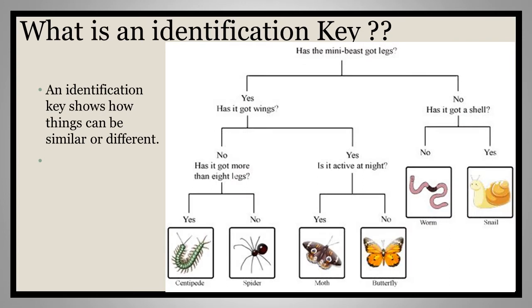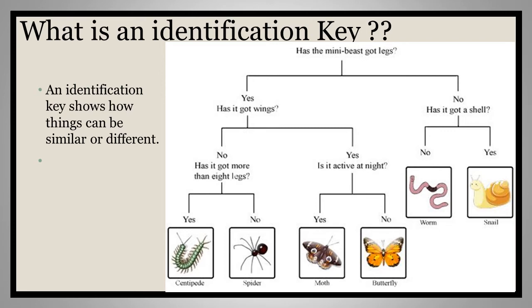What is an identification key? An identification key shows how things can be similar or different. It helps us to understand the diversity around us by organizing and grouping things so that we can identify them easily. The classification chart below shows an example of an identification key.